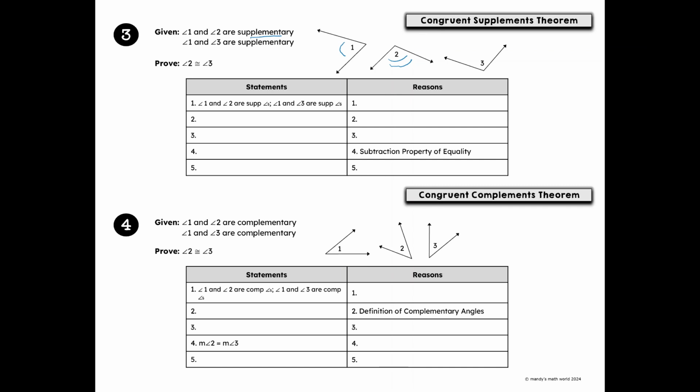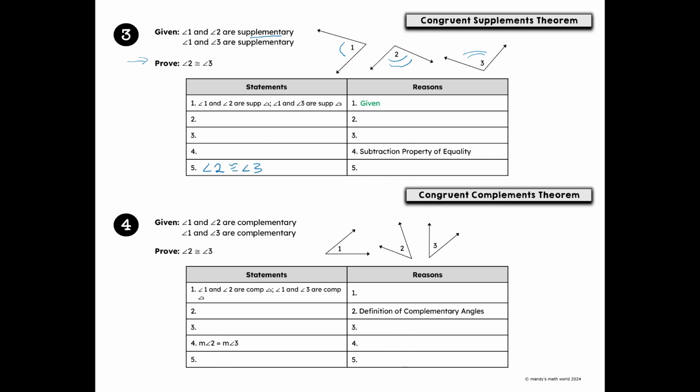And angle 1 and angle 3 are supplementary. So we know that angle 2 and angle 3 are supplementary to the same angle, and we're asked to prove that angle 2 is congruent to angle 3. I've written down the givens for you. Given is the reason. We're trying to prove, and let's write this down, angle 2 is congruent to angle 3.